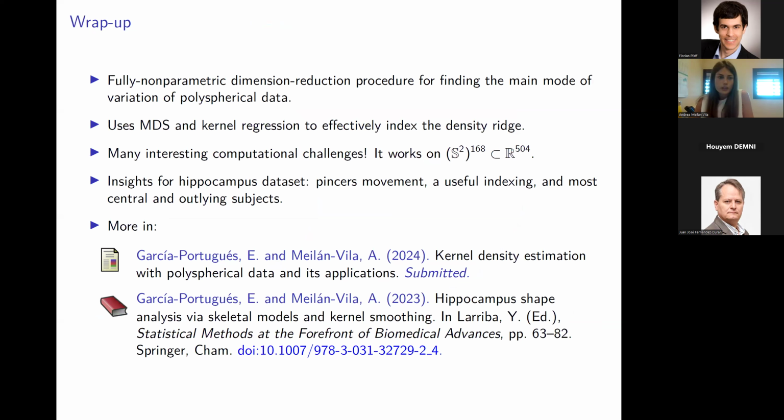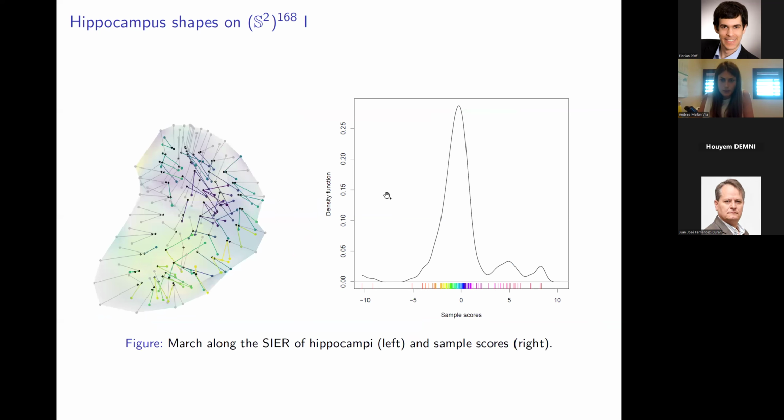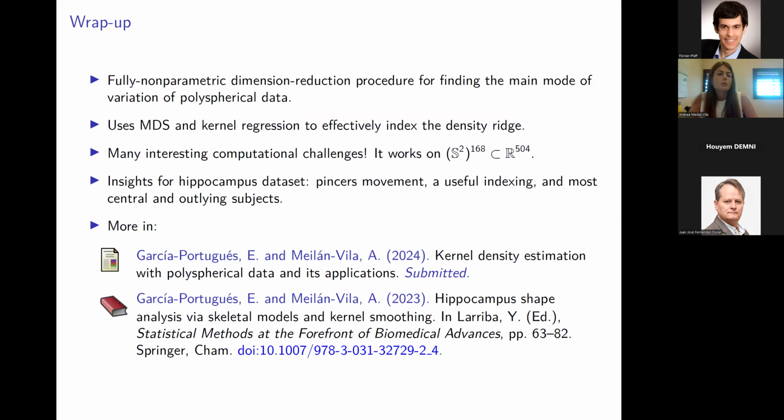Just for finishing, in this work we have introduced a non-parametric dimension reduction technique for finding the main mode of variation for data on the polysphere. This procedure was based on MDS and the Nadaraya-Watson estimator. In order to deal with the Euler algorithm, we found a lot of computational challenges, but this helped us to find some insights for the hippocampus dataset.